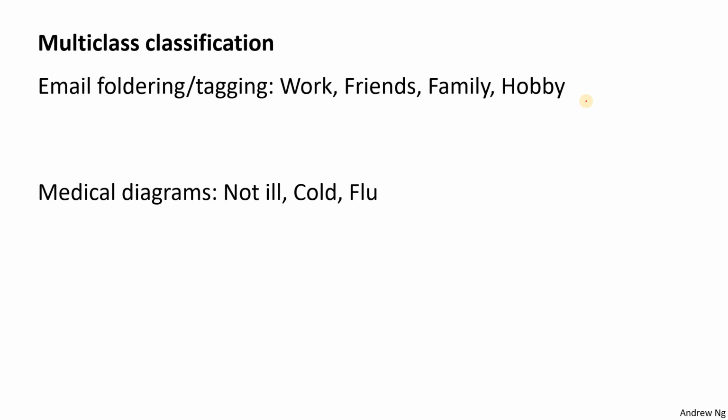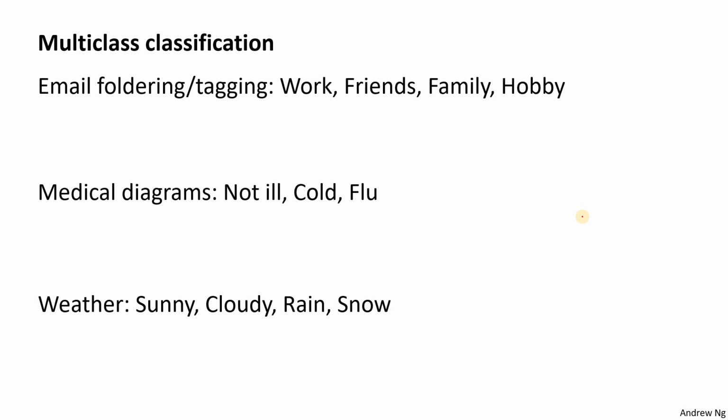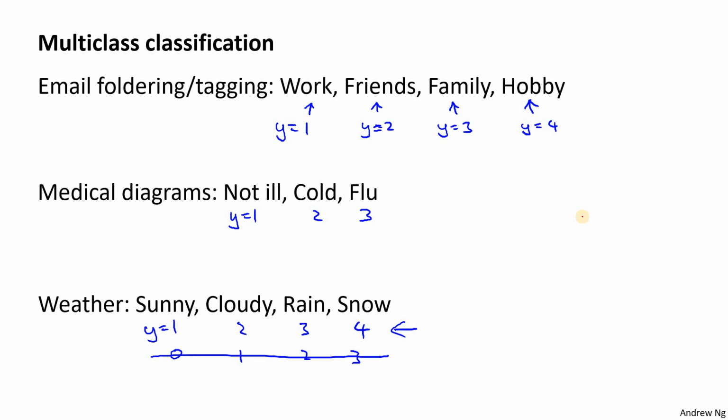Another example of multi-class classification can be in medical problems. If there are 2 classes, they can be sick or not sick, but there can be more than 2 classes. For example, not sick, and then a class where the person has a cold, or has flu, or has a sinus problem. So there can be many classes. Similarly, for the weather, you can have multiple classes: sunny day, cloudy day, rainy day, snowy day.